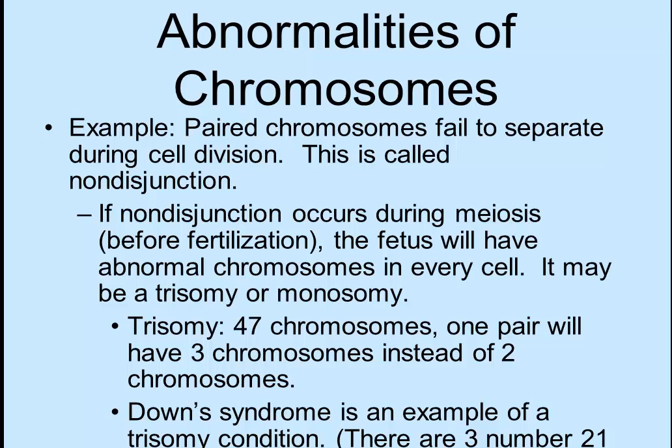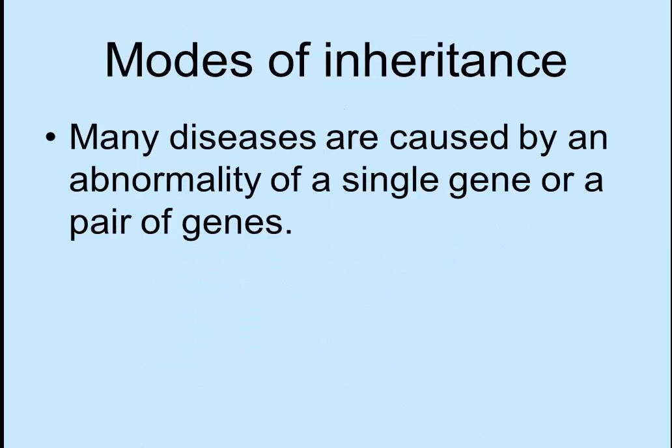We have Down syndrome, which is an example of a trisomy condition. There are 3 chromosomes for the number 21 chromosome. Modes of inheritance. Many diseases are caused by an abnormality of a single gene or a pair of genes.